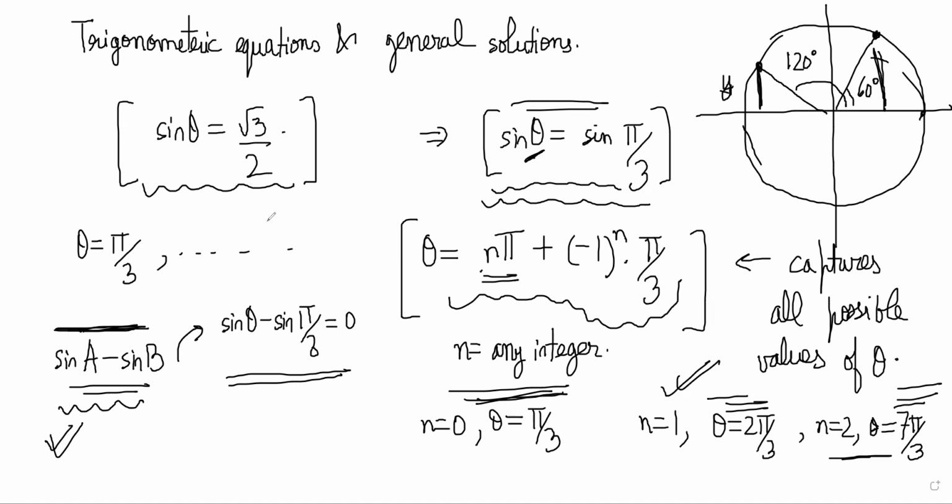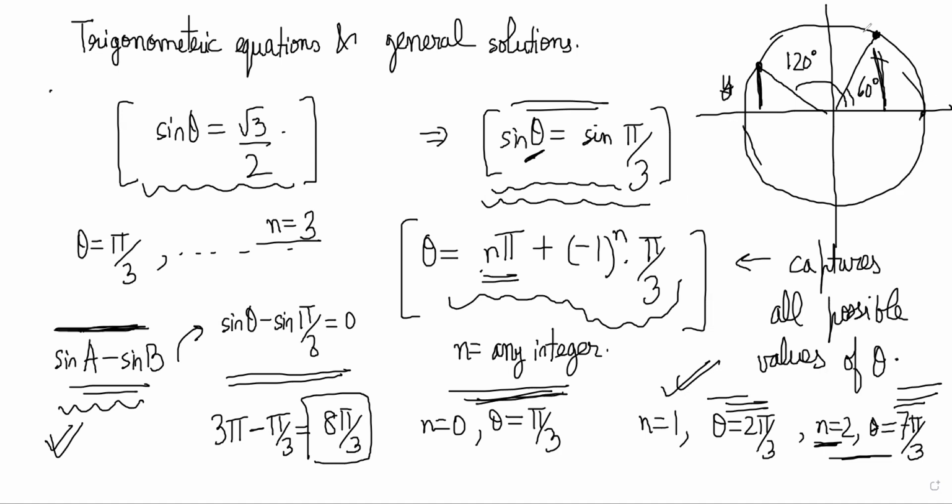Similarly, if n is equal to 4, you put it, it will be 4 pi. No, n is equal to 4 is the fifth value. For the fourth value, you have to put n is equal to 3. N is equal to 3, you do 3 pi, it will be 3 pi minus pi by 3, which is 8 pi by 3, which is 8 into 60, 480 degrees.